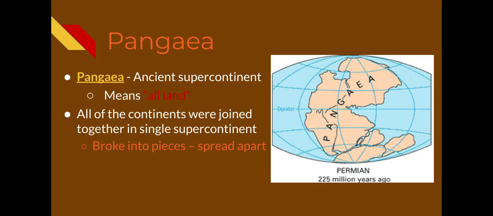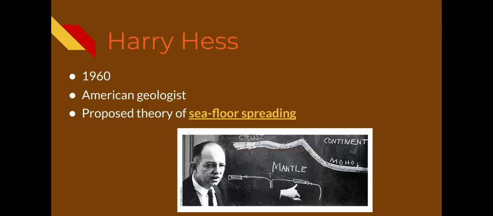So what is Pangaea? Pangaea is the ancient supercontinent. This is when all of the continents that we have now were all joined together in one. It means all land. So eventually it broke apart into pieces due to continental drift.